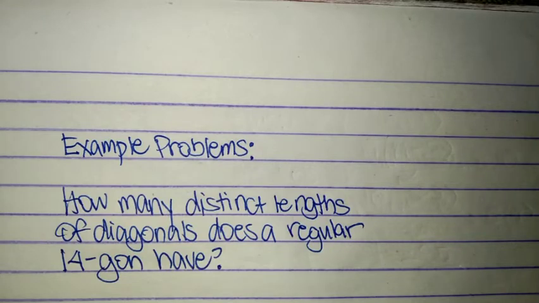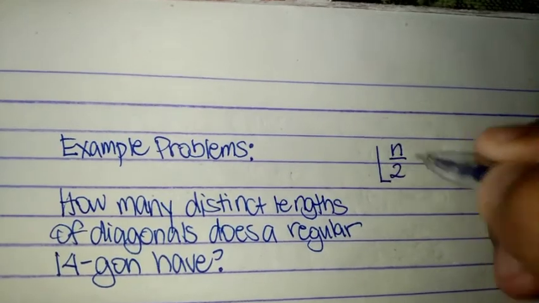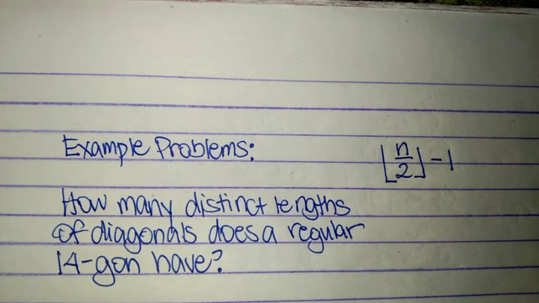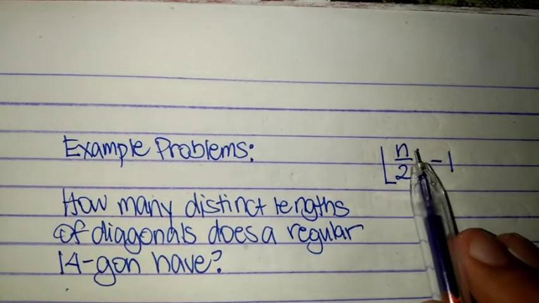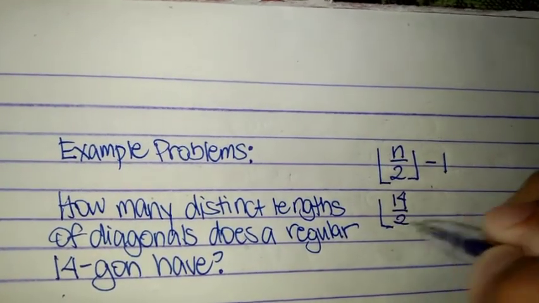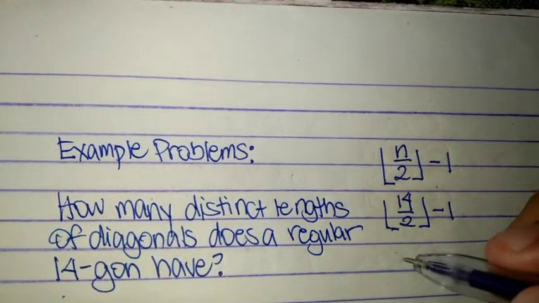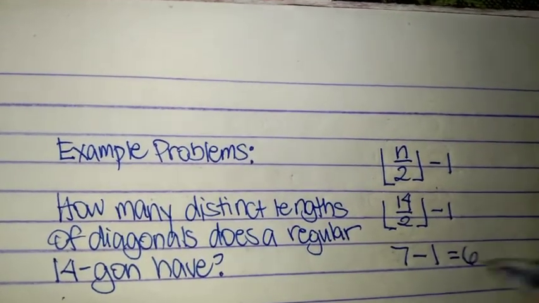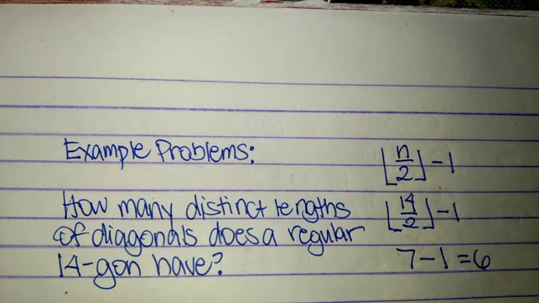So here is another example problem. How many distinct lengths of diagonals does a regular 14-gon have? We know that the formula is simply the floor of quantity n over 2 minus 1. Thus, we just substitute the 14 into the formula, so we get floor of 14 over 2 minus 1, which in turn gives us 7 minus 1 equals 6. So there are 6 distinct lengths.